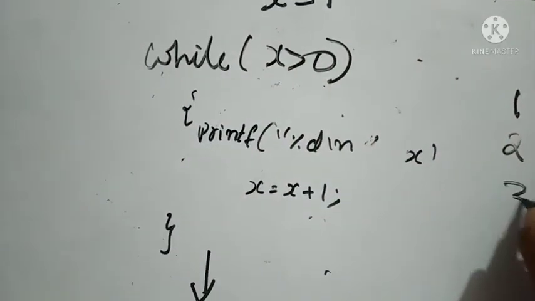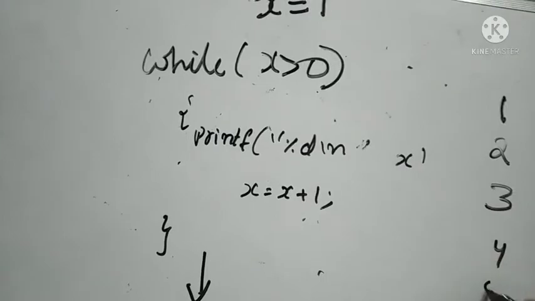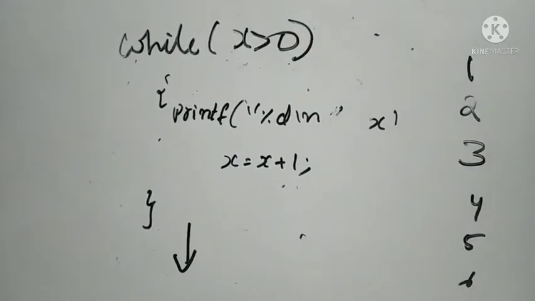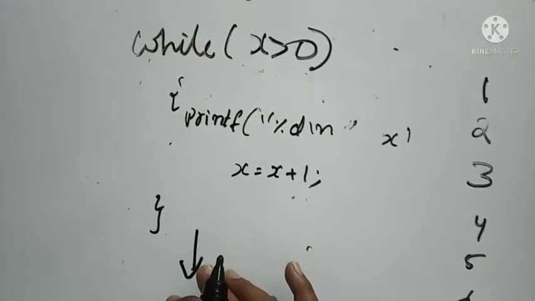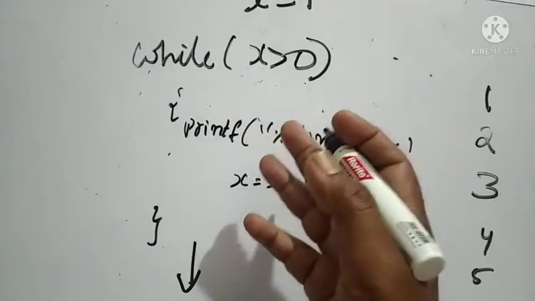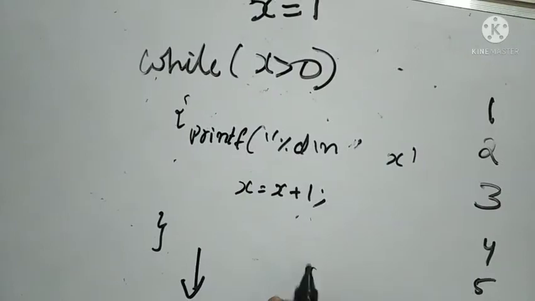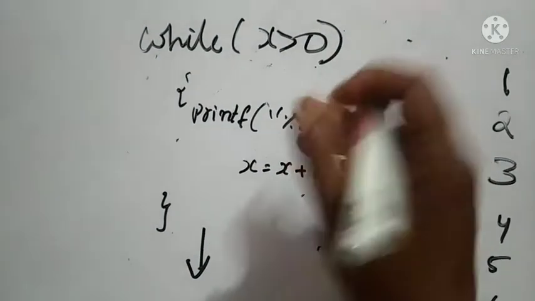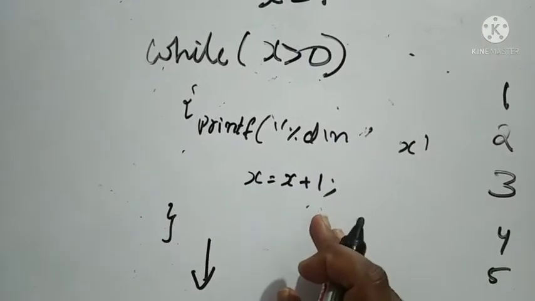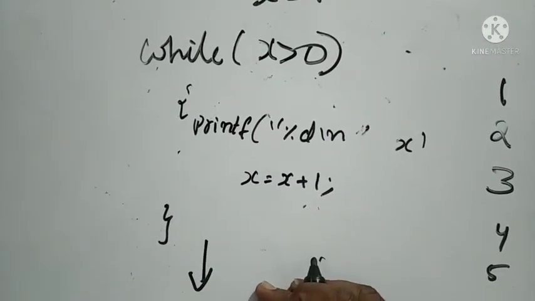Then 3, 4, 5, 6, etc. It means this condition will not fail at all. Why will it not fail? Because the value of x is always incremented by 1, so the condition will not fail, and it will not come out of the loop. This type we call an infinite loop.